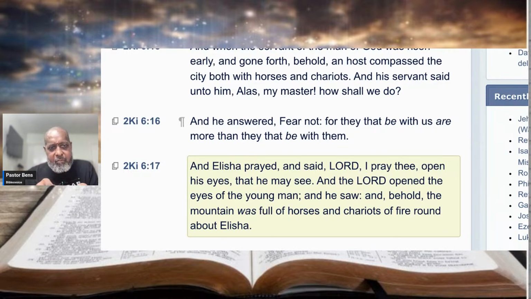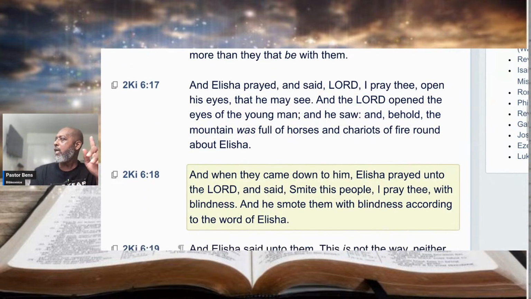When your enemy is surrounding you in your life, when your enemies, I don't care who they are, I don't care what it is, I don't care what they've done, what they have planned, but when Yah sends his spiritual army to fight on your behalf, watch what happens. And when they came down to him, Elisha prayed unto the Lord and said, smite this people, I pray thee, with blindness. And he smote them with blindness according to the word of Elisha.